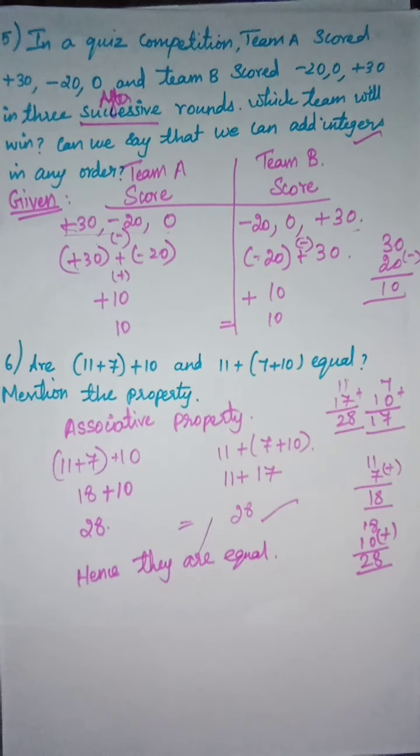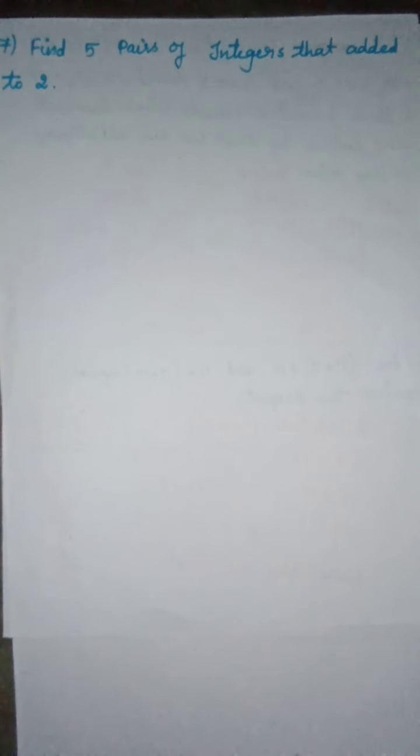Clear? Okay. Then the seventh question, that is, find five pairs of integers that add to 2. That means we are going to give five pairs, and in all five pairs, the answer must be 2 when added. Okay, find five pairs of integers that add to 2.